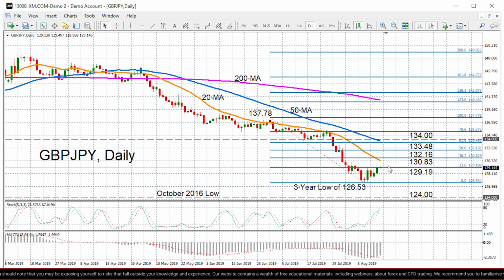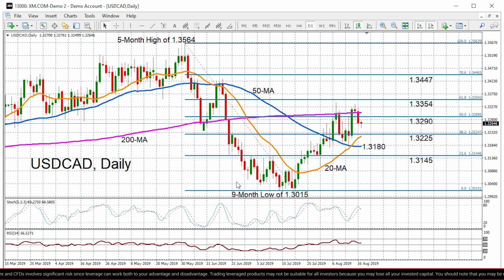To the downside, though, if we do see prices losing further steam, we could see prices heading back towards that 3-year low of 126.53, and a breach of that low would then take prices towards the October 2016 lows, which was just above the 124 handle. So that 124 level is the key support to watch out for, which, if breached, would reinforce the medium-term bearish structure.